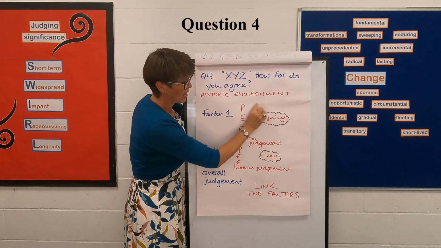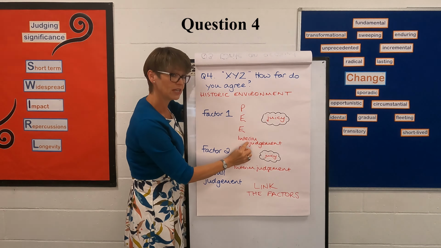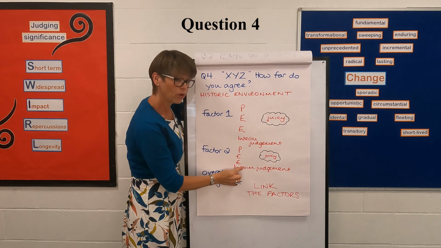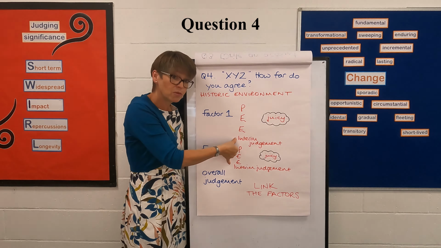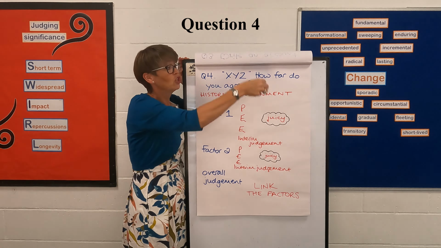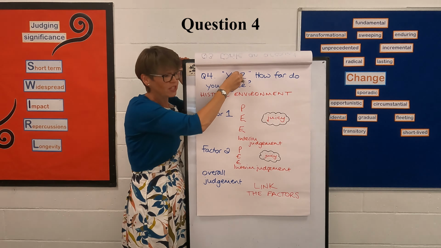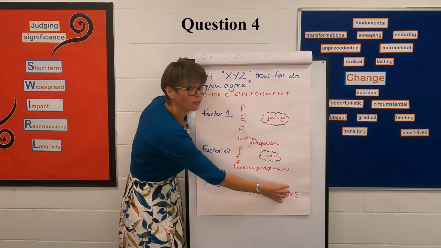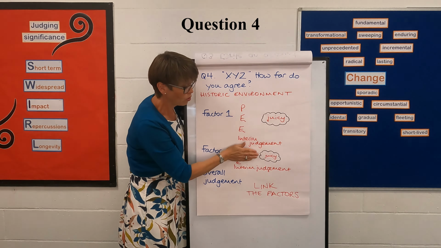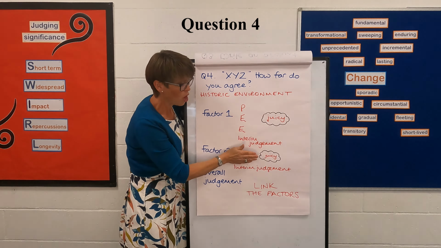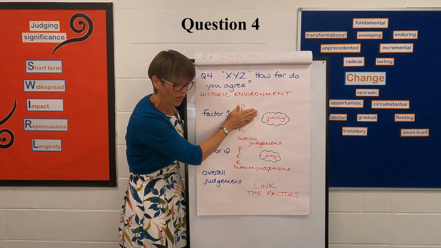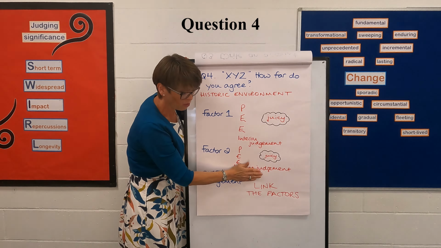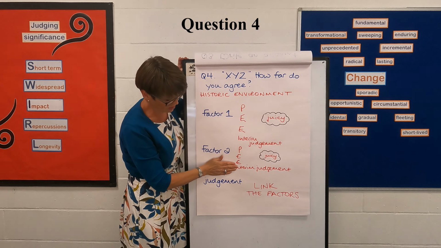All I want you to do is make sure that X, Y, and Z, so factor 1, has its own juicy paragraph with an interim judgment. Factor 2 has a juicy paragraph with an interim judgment, and by the interim judgments I mean how far they show whatever the statement is, and then an overall judgment where you are linking your factors together. Did one cause the other? Did one accelerate the other? Was one the source of the change and therefore the most important factor? The other one only accelerated that, for example.